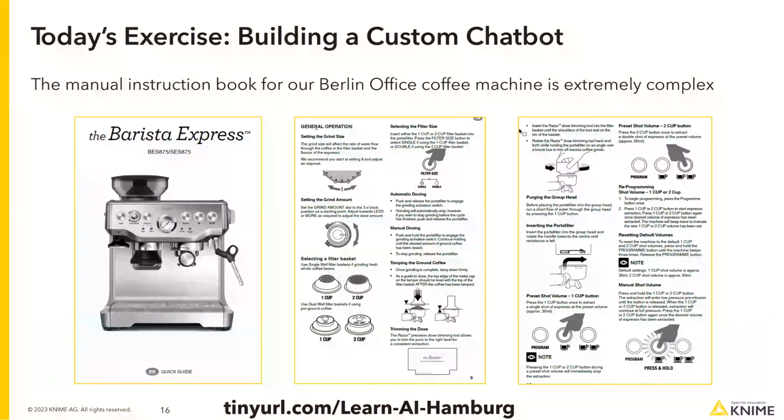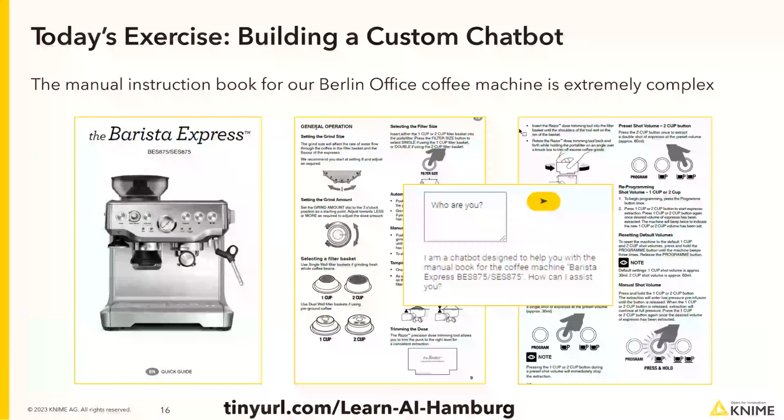I don't know if you ever bought a product that came with that thick PDF, maybe sometimes it's also printed, and you can go through it, and there are all these different instructions there, right? And this is the knowledge base that we're going to use, right? By the way, this is the coffee machine we have in our Berlin office, and it's really complex. So I got the manual and I built an AI to answer questions about this.